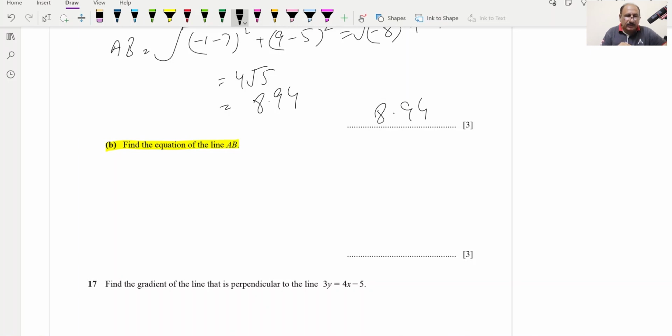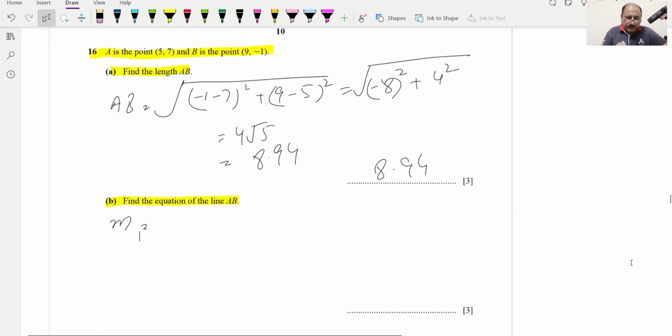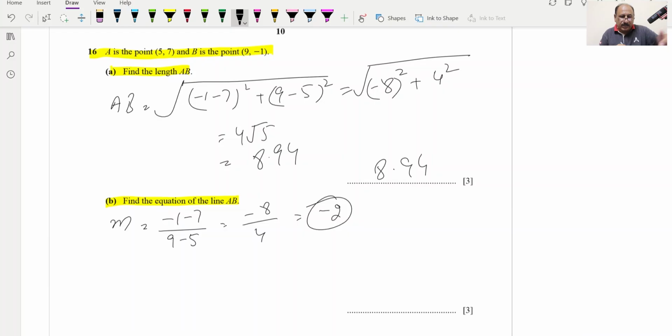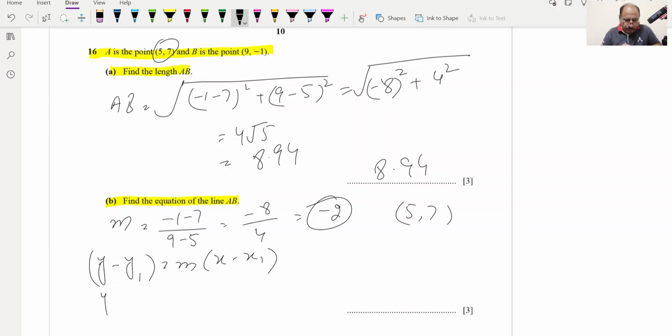To find the equation of the line AB, first of all we will find the gradient of 2 points, and the points are this one, so we can write y2 minus y1 over x2 minus x1, and this will be minus 8 over 4, which is equal to minus 2, and the gradient is minus 2. So we'll use this gradient and use any of the points. I'm using this point 5, 7, and we have the equation of the line in point slope form. This will be y minus y1 is equal to m into x minus x1. We will replace: y minus 7 is equal to m value, minus 2, into x minus x1, which is 5.